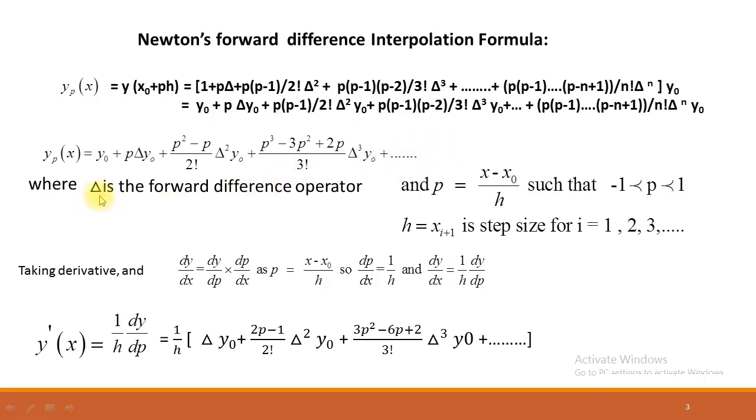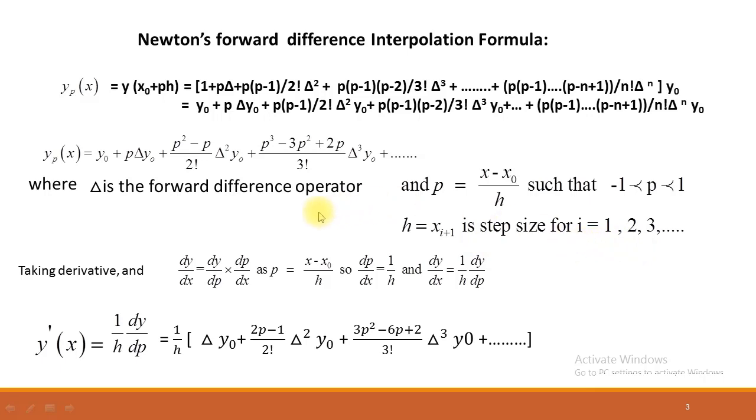Dear students, note that in this formula this delta operator is the forward difference operator, and p is the parameter which is given by x minus x0 divided by h. The range for p is between minus 1 and 1. And since the data is equal space data, there will be a step size, denoted by h, which is given by x i plus 1 minus x i for i is equal to 1, 2, 3 up to n.